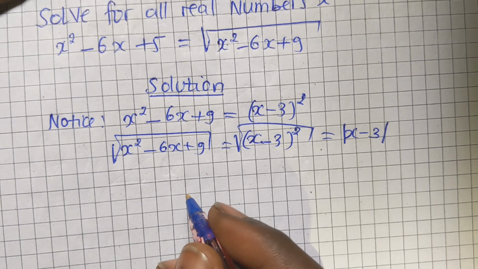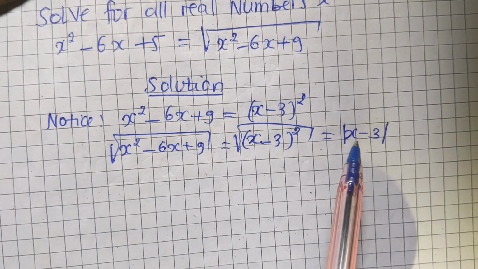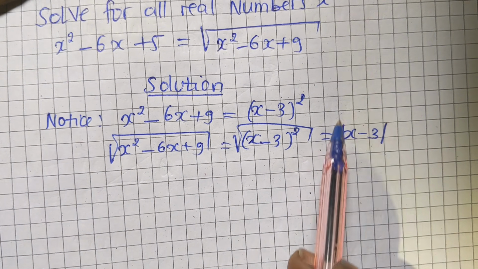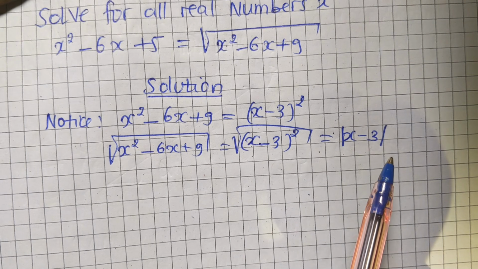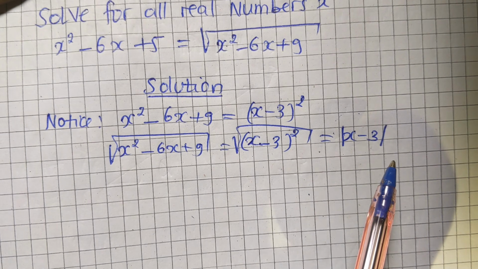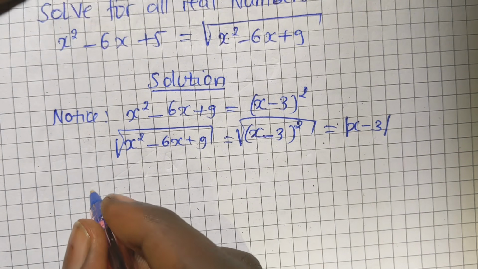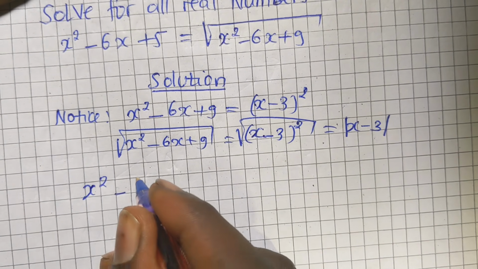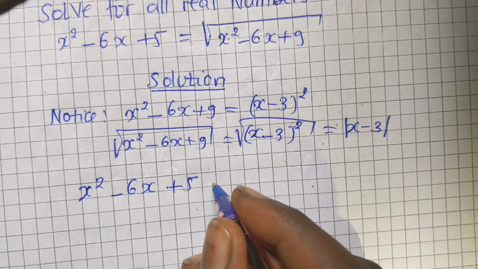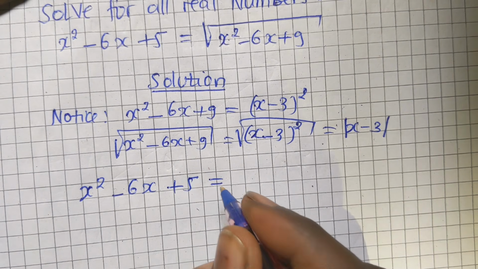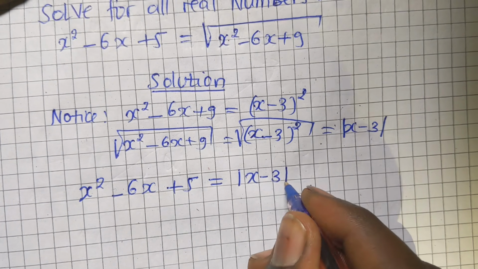So we are going to solve this equation by using this answer, the absolute value of x negative 3. One will be having negative sign, another with positive sign. So x squared negative 6x plus 5 will be equal to the absolute value of x negative 3.